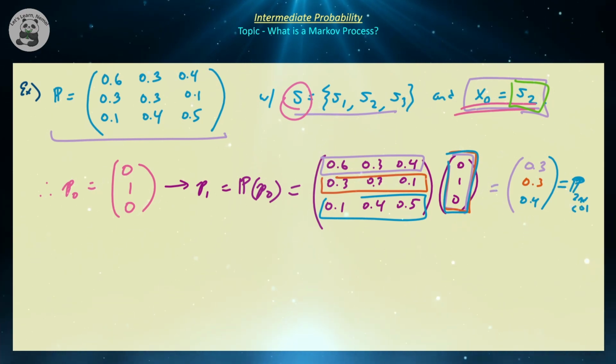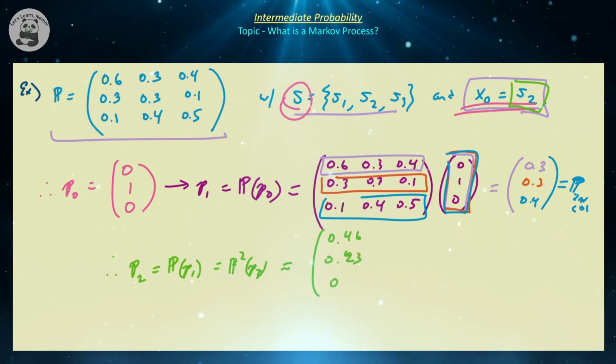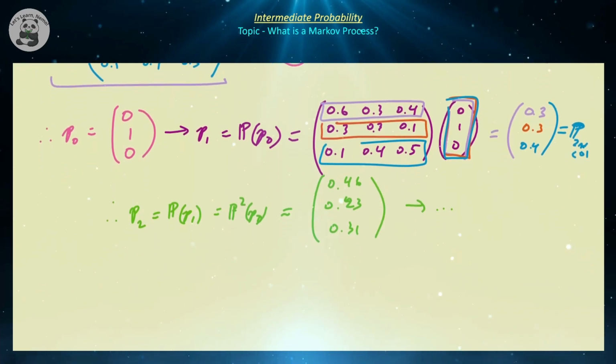Now, the next sequences are not usually trivial, but if you want to find, for example, the probability distribution for x2, that's obviously going to be equal to P times P1, or you could also do P squared times P0. As we already know, it's a Markov chain, therefore it satisfies the Markovian property, therefore you can do it either one of these ways. And once you actually do that, you're going to find this is approximately equal to 0.46, 0.23, 0.31, and you continue this process as far as you would like.